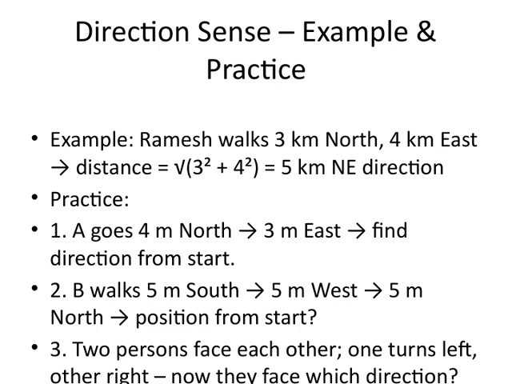Now let's try some practice problems. First, A walks 4 meters north, then turns and walks 3 meters east. To find A's overall direction from the start, we need to consider the net movement. Think of it as a right-angled triangle again, and we can find the resultant direction from the starting point. Next, B walks 5 meters south, then 5 meters west, and finally 5 meters north. What's B's position relative to the start? Again, we analyze each move step by step, keeping track of the net displacement in both directions.